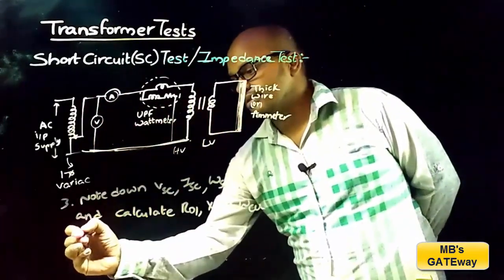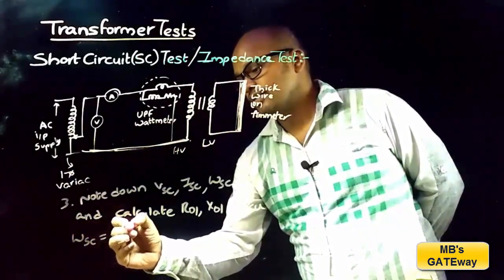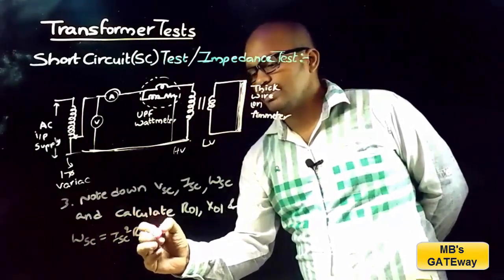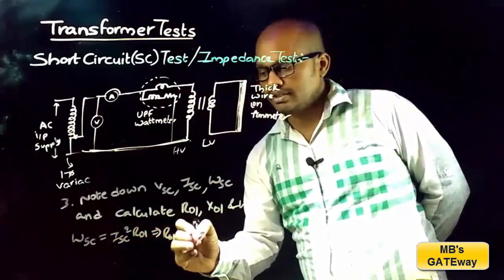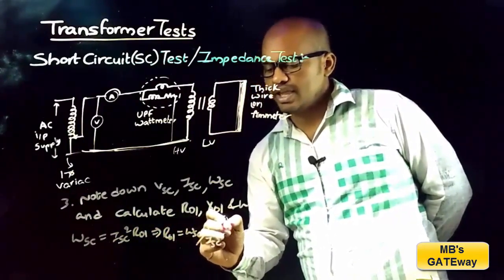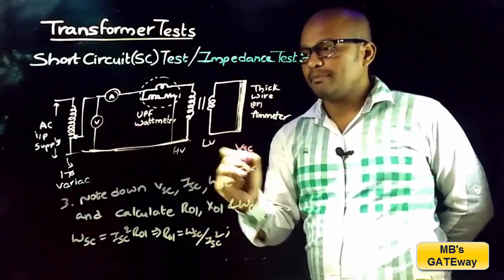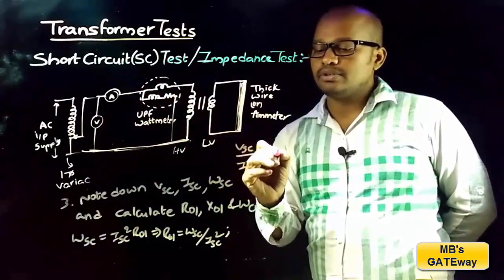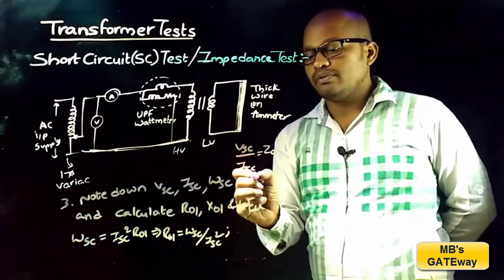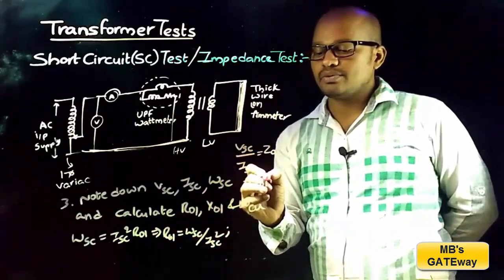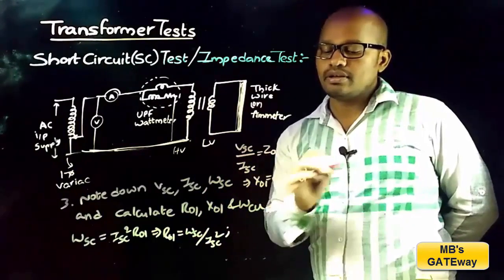Wattmeter reading is represented with WSC, which can be equated to ISC squared into R01. That implies R01 is equal to wattmeter reading divided by square of the ammeter reading. And the ratio of voltmeter reading VSC by ammeter reading ISC gives you the impedance Z01. As here Z01 and R01 are known, we can find the X01, which is equal to root over Z01 squared minus R01 squared.